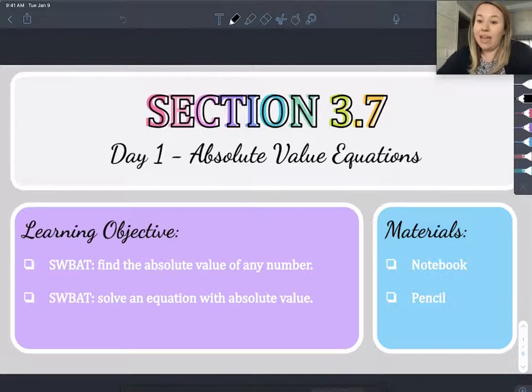So we will be looking at the first lesson, which is absolute value equations. For today, you're going to need a notebook and a pencil to take notes, and your learning objective is that students will be able to find the absolute value of any number, and students will be able to solve an equation with absolute value. So let's get started.